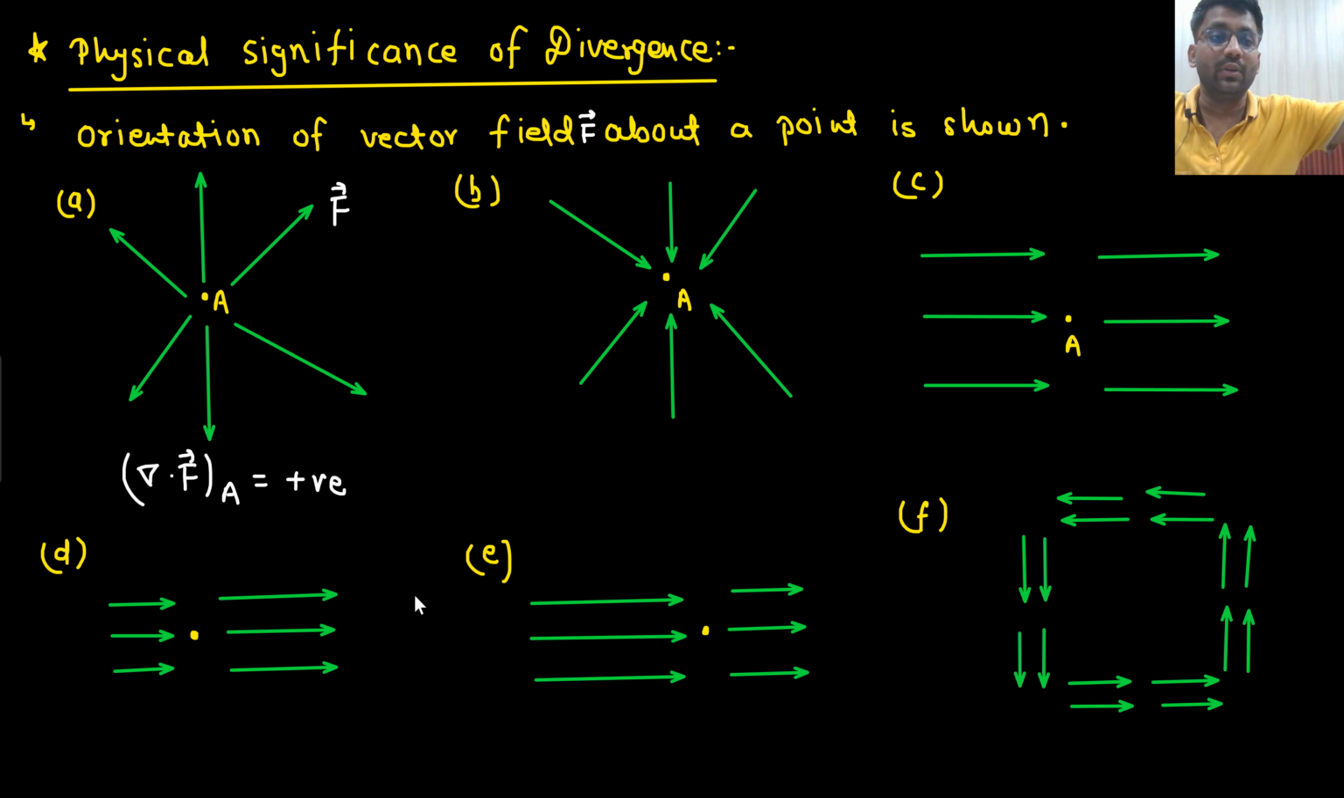Vector field lines are going out. So this point A is acting as a source of vector field lines. Field lines are going out of me. So here divergence would be positive.